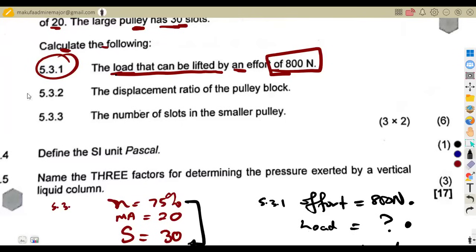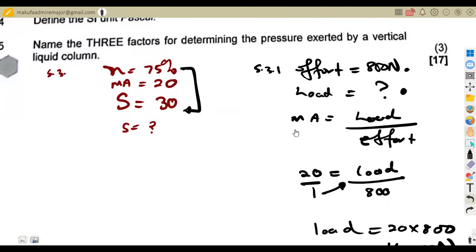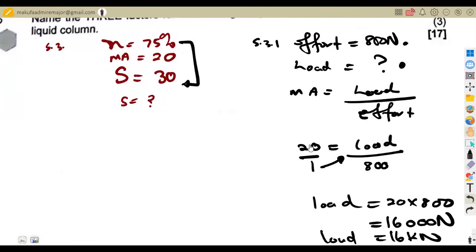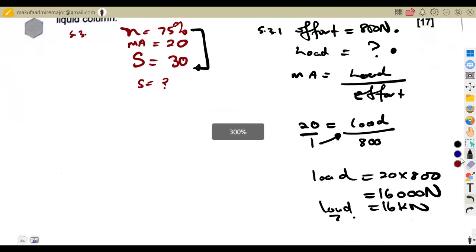Then the displacement ratio of the pulley block. The displacement ratio is calculated the same way as your velocity ratio. So you could have taken advantage of what now? Because we have efficiency here, we have the mechanical advantage, and we want the velocity ratio, which is the displacement ratio. You can use those two.